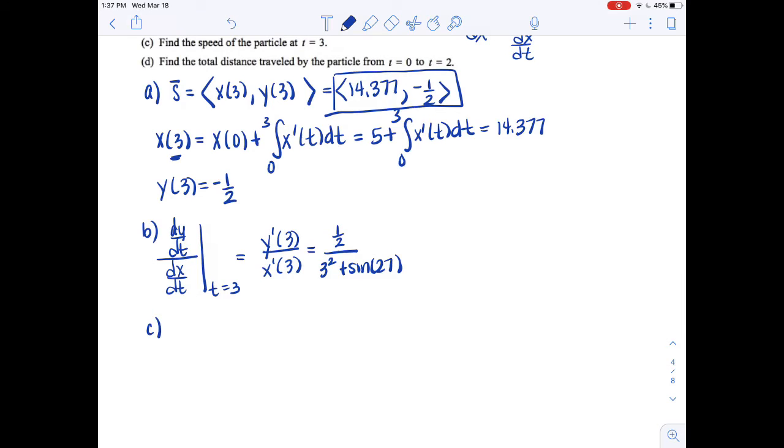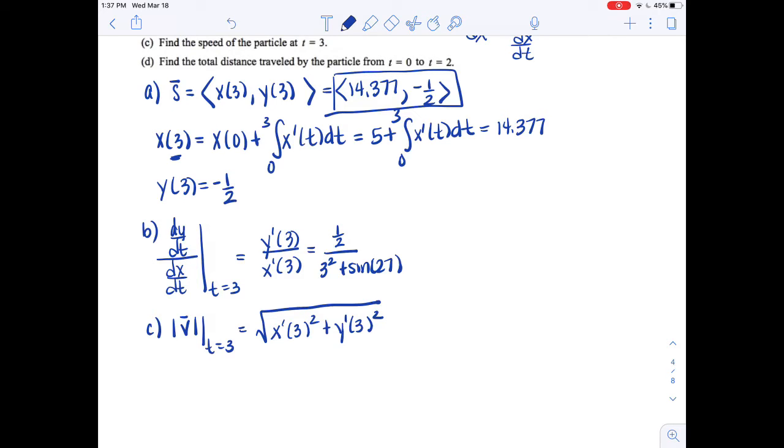Part C says find the speed of the particle at t equals 3. Similar to the way that you did speed before, you're taking the absolute value of the velocity, only this time you're calculating the magnitude of the velocity vector at t equals 3. So how do we do that? You're going to take the square root of x prime squared plus y prime squared, and specifically you're going to do that at t equals 3.